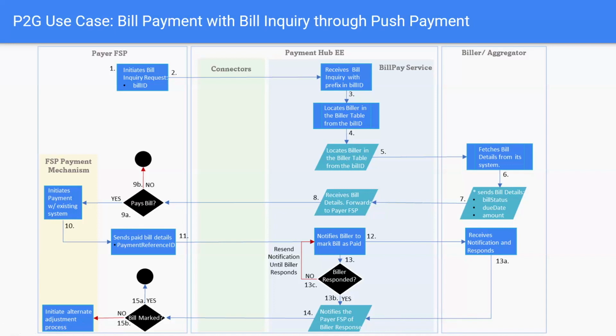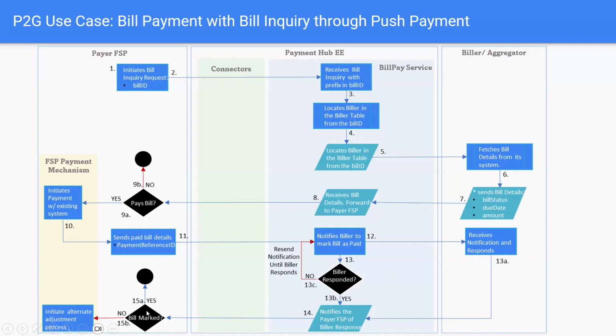So there could be multiple reasons. For example, the bill could already have been marked paid. Maybe two people tried to pay the bill at the same time and one got paid and the other did not get paid. In that case, this opens up scenarios for disputes, which is again out of the scope of the payment hub itself. It could generate a report for reconciliation, but that would be handled by the payer FSP at its end, how that is managed.